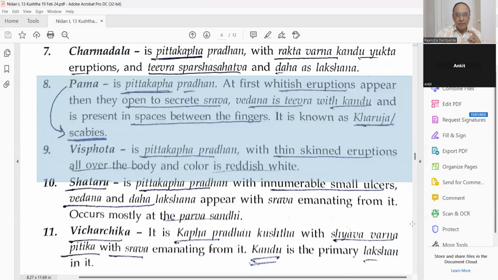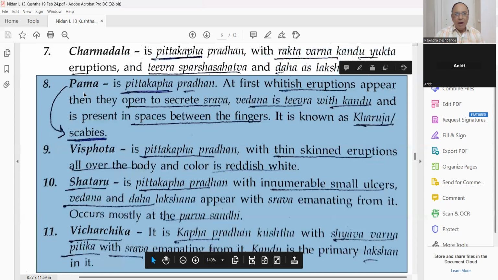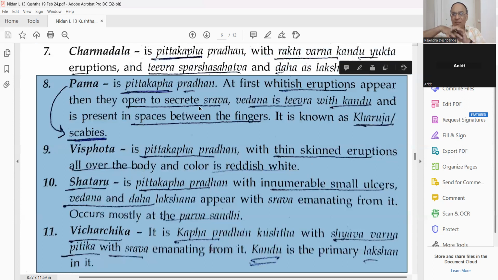That Kshudra Kushtha. Pama is Pitta Kapha Pradhana, whitish eruptions, open to secrete the Strava. Vedana is Tivra, and Kandu is also there. This is in between the spaces. Pama is scabies. Please don't forget.